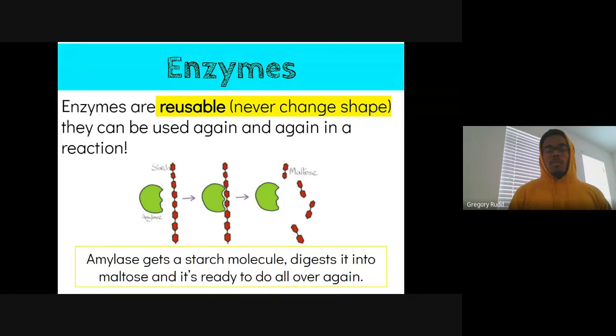One of the other most important qualities of enzymes is their reusability.